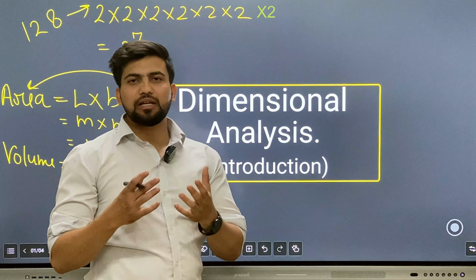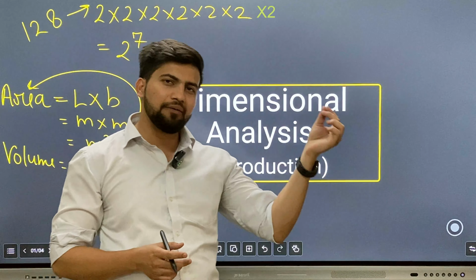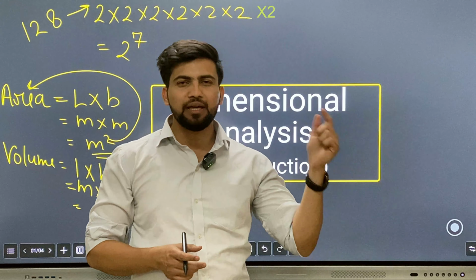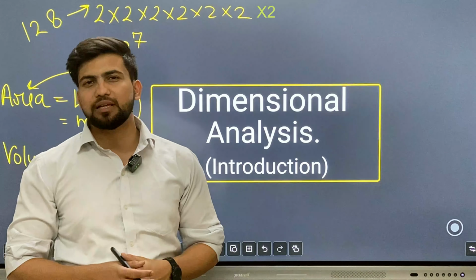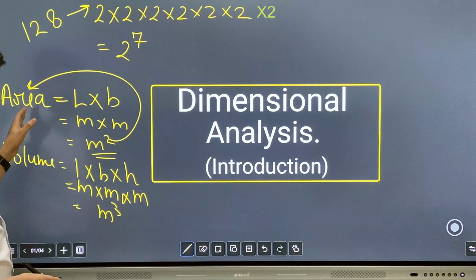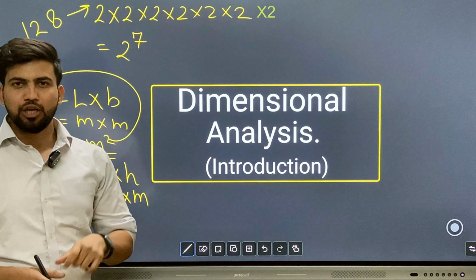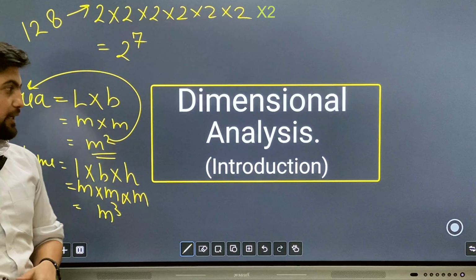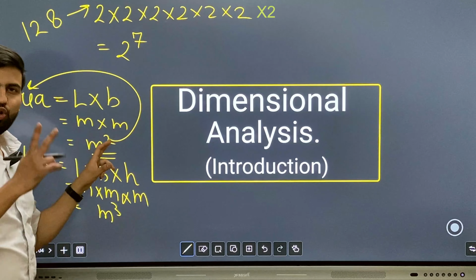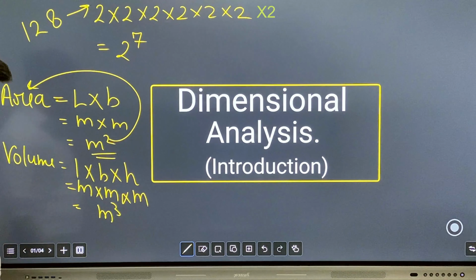डायमेंशनल एनालिसिस वो एनालिसिस है जो हमको ये बताती है कि किसी भी ड्राइव्ड यूनिट या ड्राइव्ड फिजिकल क्वांटिटी में कितनी बेसिक फंडामेंटल क्वांटिटीज मिलकर बनी है. जैसे कि हम यहाँ पे देख सकते हैं एरिया और वॉल्यूम हमारी ड्राइव्ड क्वांटिटी है जो कि फंडामेंटल क्वांटिटी लेंथ से मिलकर बनी है, और एरिया में लेंथ 2 बार इन्वॉल्व है और वॉल्यूम में लेंथ 3 बार इन्वॉल्व है.